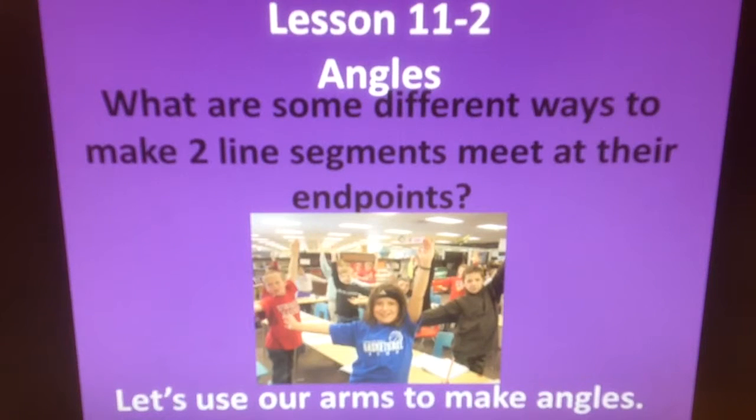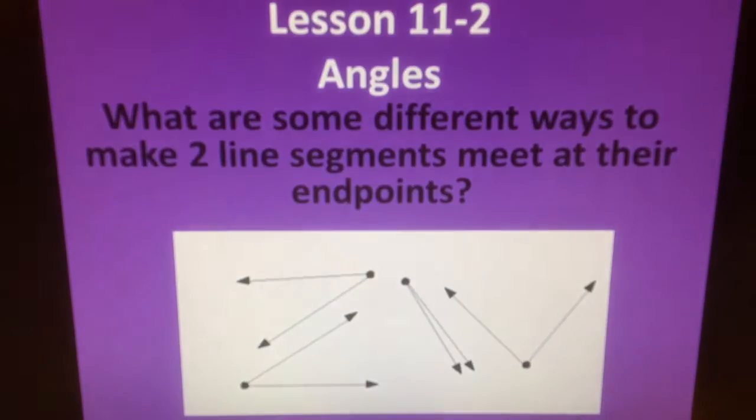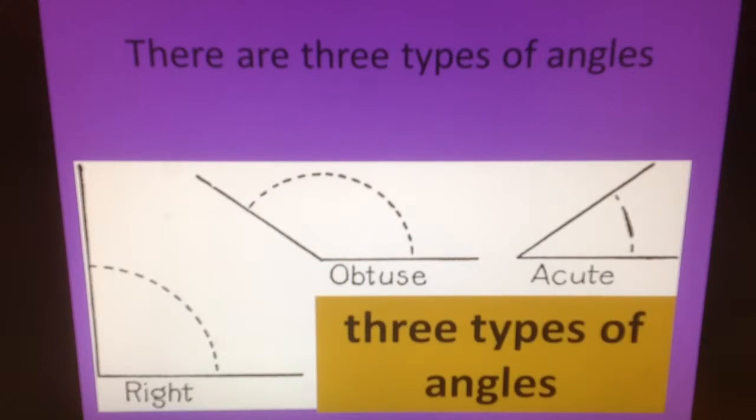We tried practicing making angles with our arms today and just did a whole bunch of different angles, wide, narrow, etc. We looked at some pictures of angles as well, talked about their similarities and differences. We looked at three types of angles today: a right angle, an obtuse angle, and an acute angle, and we'll define those in just a minute. We'll say what they mean.